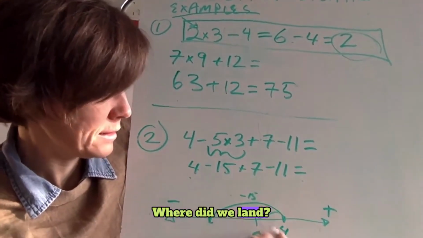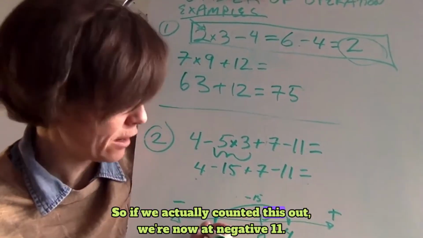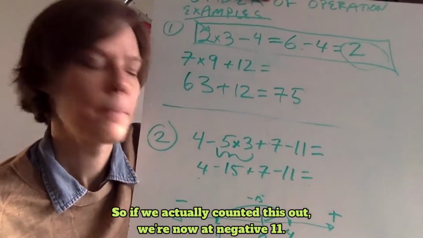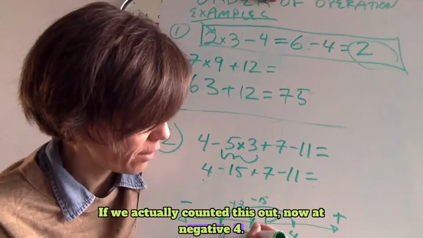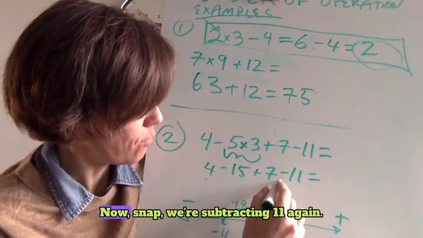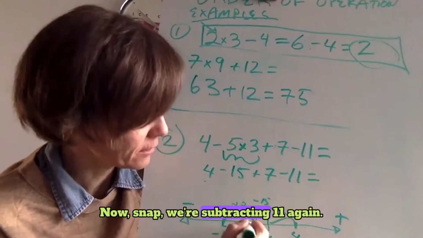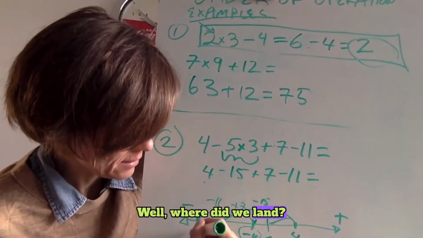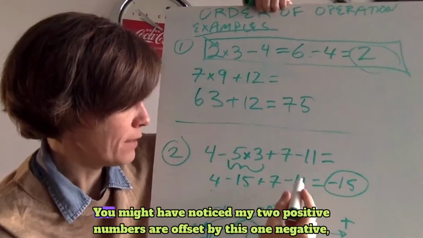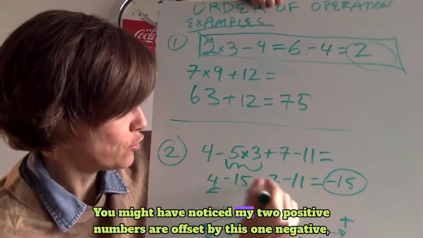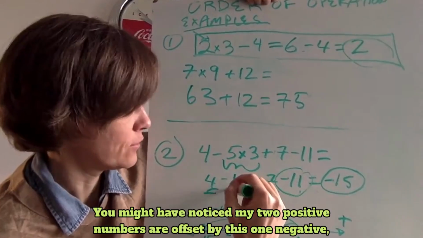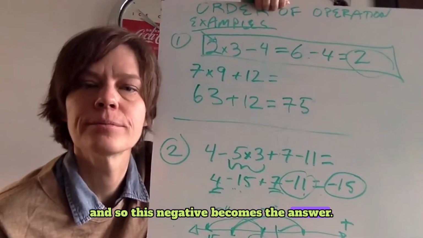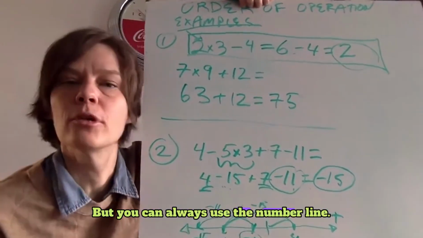Where did we land? If we actually counted this out, we're now at negative 11. Plus 7, and we're now at negative 4. Now, oh snap, we're subtracting 11 again. Where did we land? Now we're at negative 15. You might have noticed my two positive numbers are offset by this one negative, and so this negative becomes the answer. But you can always use the number line.